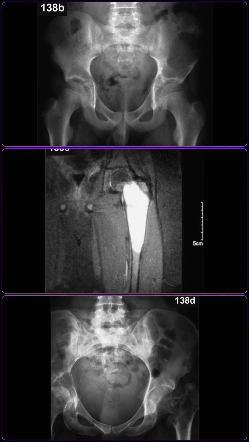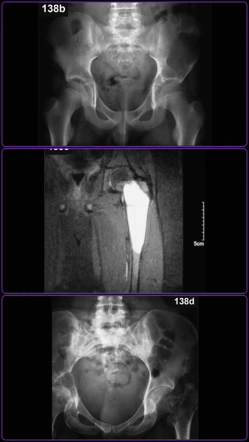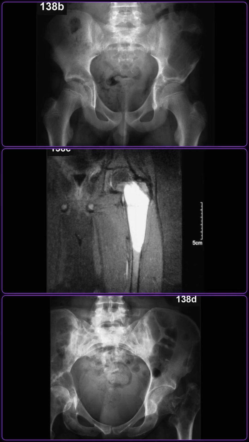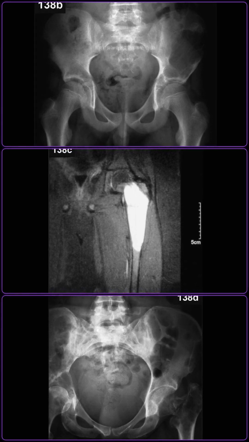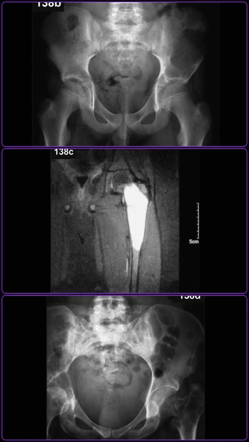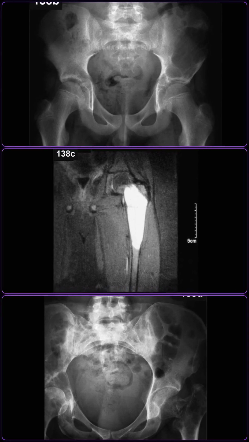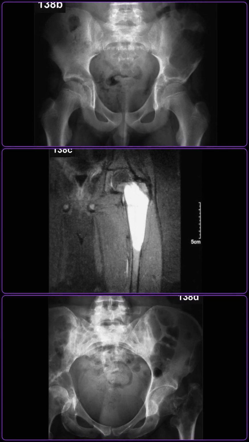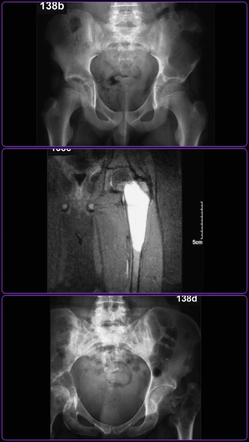Describe their findings. The pediatric pelvic radiograph shows a classic aneurysmal bone cyst of the left iliac bone, demonstrating an expansile, multiloculated lucency with a narrow zone of transition. The sagittal T2 weighted MRI of the femur shows a well-defined, hyperintense, fluid-filled cystic lesion in the proximal femur metaphysis, typical of a simple bone cyst.